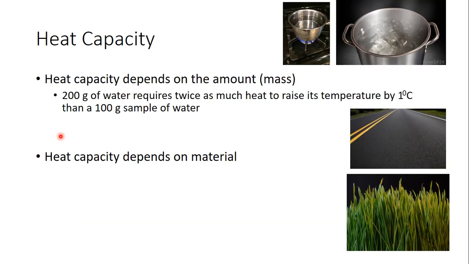So heat capacity depends on the amount of stuff you have. 200 grams of water takes twice as much heat to raise its temperature by 1 degree centigrade than 100 grams of sample. And it depends on the material. Asphalt has a much lower heat capacity than grass. It is much easier to heat up asphalt than it is to heat up grass.